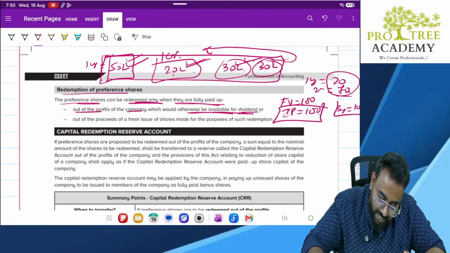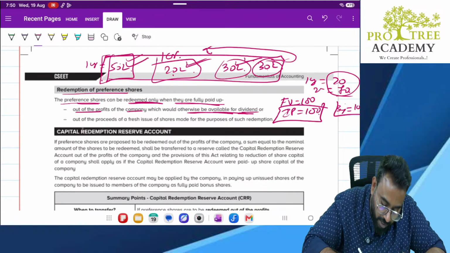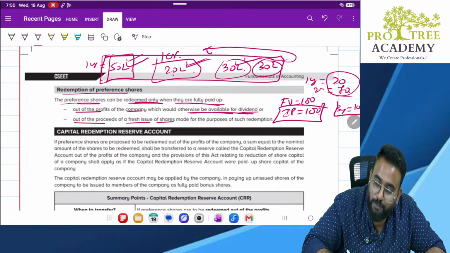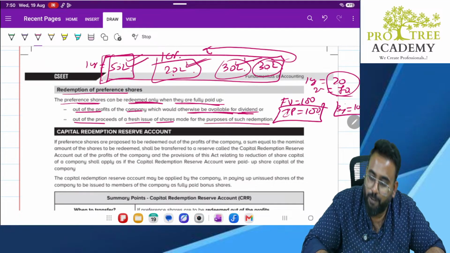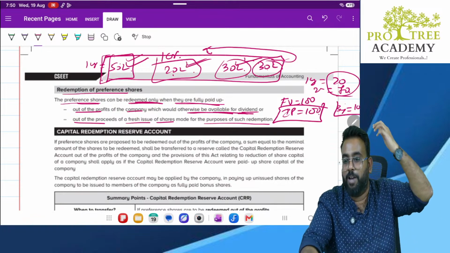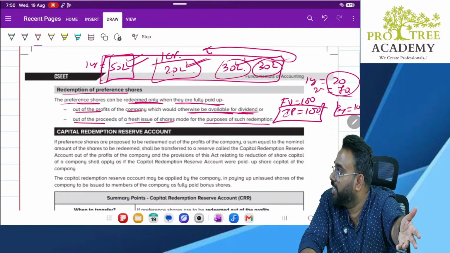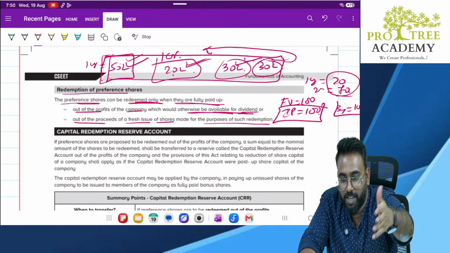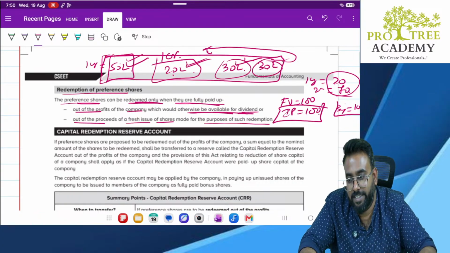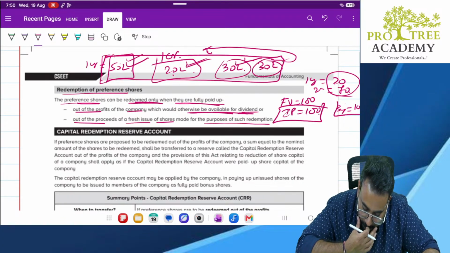Clear? That is possible. So out of proceeds of the fresh issue of shares made for the purpose of such redemption. See, my whole purpose of issuing the new equity share is to pay the existing preferences. Clear? That is allowed.